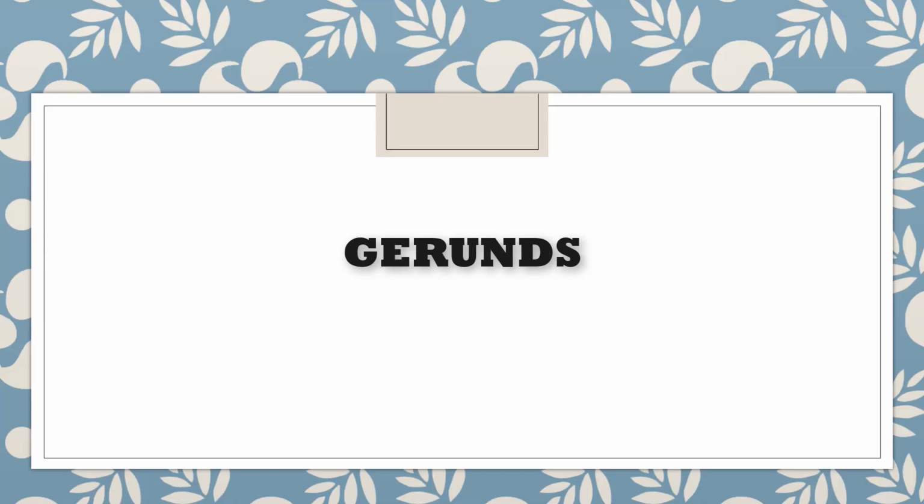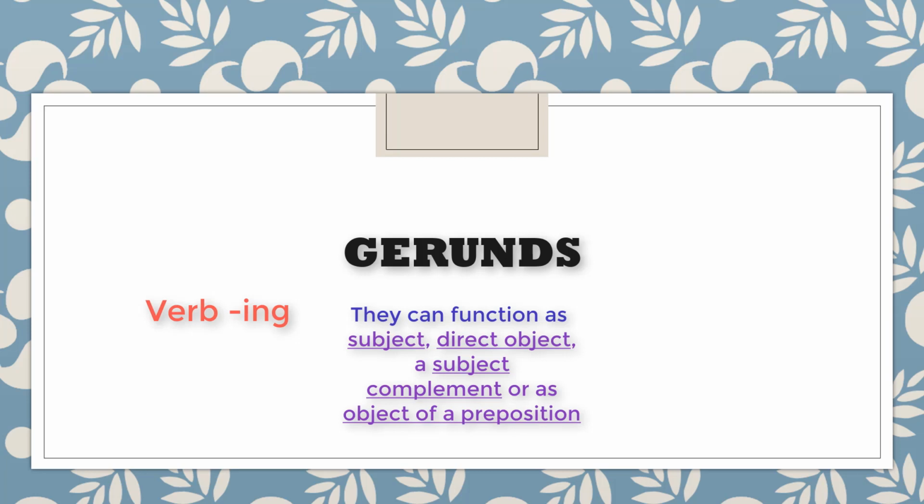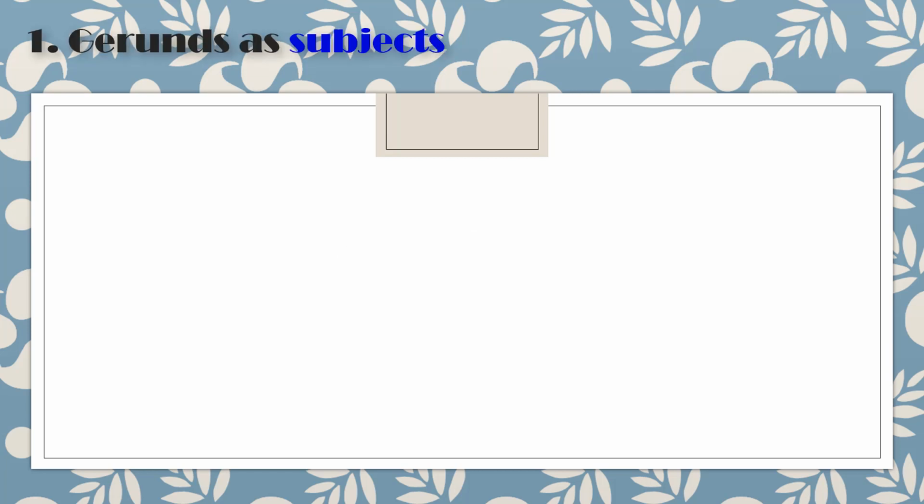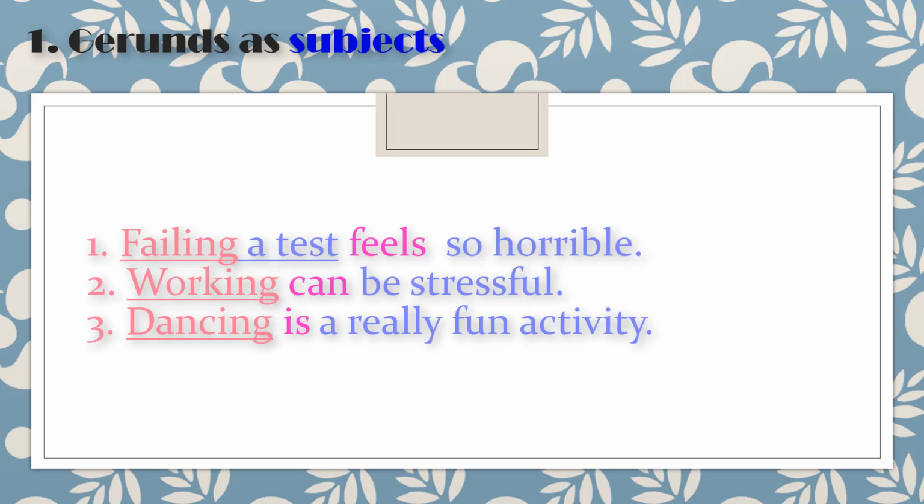Okay, starting with gerunds, these are the verbs with ing termination, but here they are not verbs anymore. They can function as subject, direct object, a subject complement, or as an object of a preposition. First, we're going to talk about gerunds as subjects.